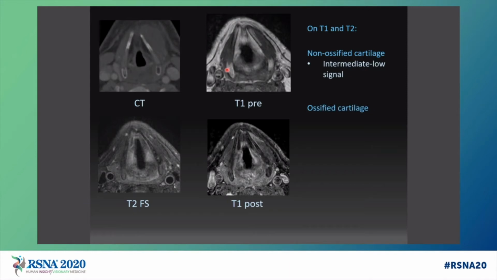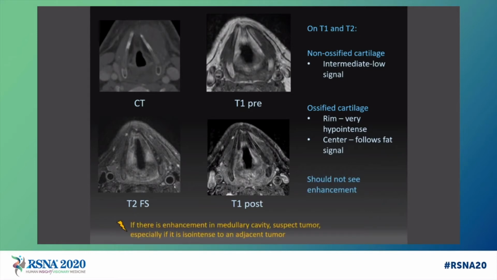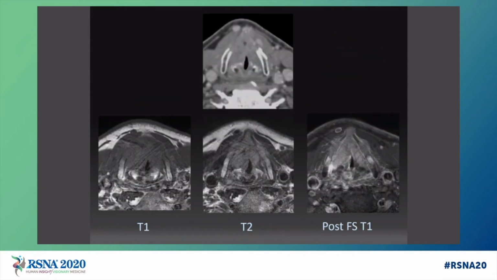So there's a hypointense rim, and the middle basically follows fat signal because it's fatty marrow, and it would suppress on fat suppression. We should not see enhancement inside the cartilage. So anytime there is enhancement in the medullary cavity, we have to suspect tumor, especially if it is isointense to an adjacent tumor.